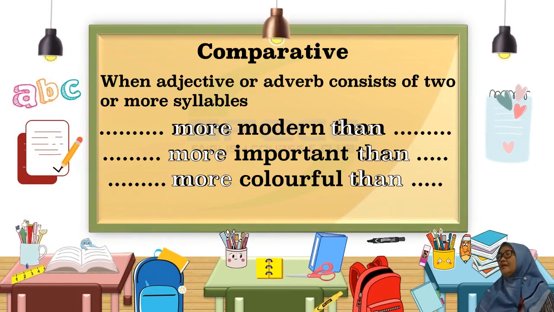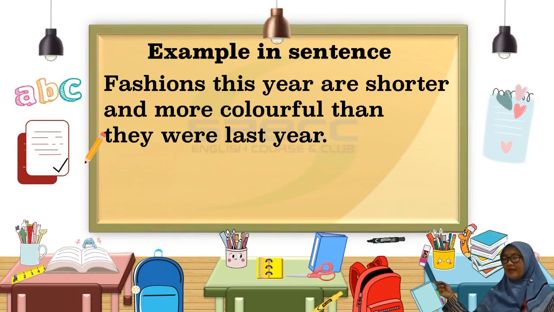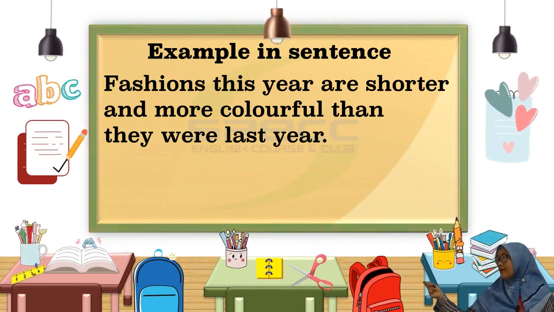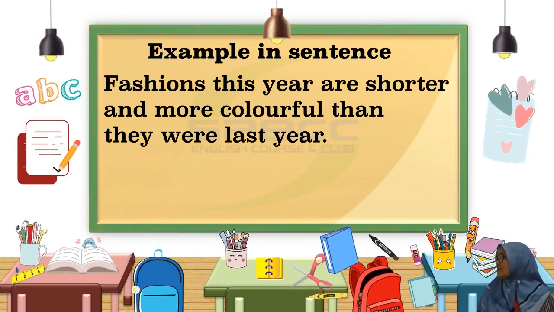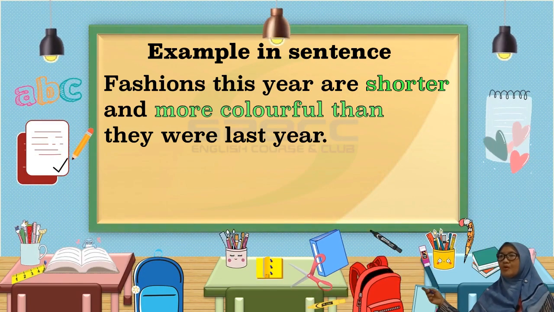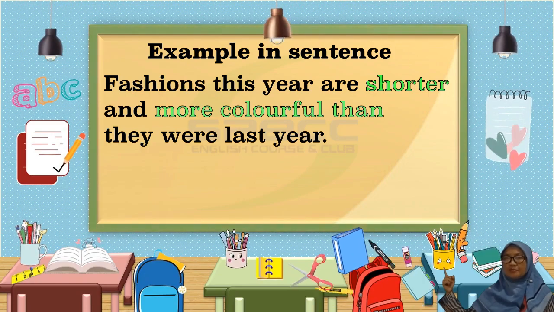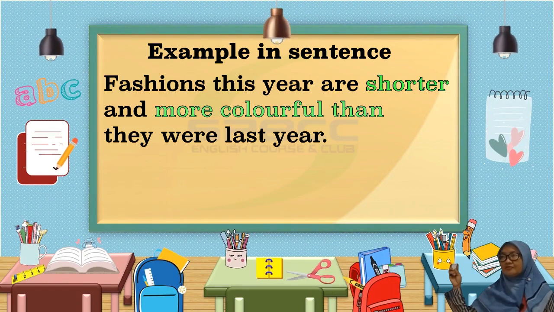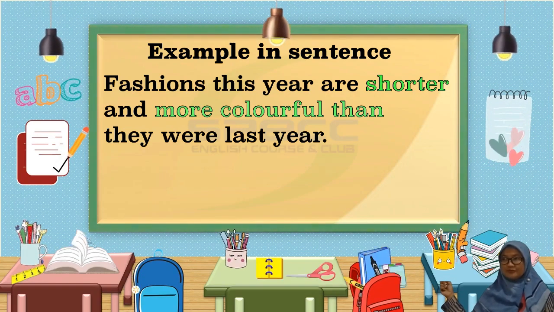Okay, now let's see the example in a sentence. Fashions this year are shorter and more colorful than they were last year. So there are comparative forms there, shorter and then more colorful. The word short consists of one syllable, so the comparative form is shorter. And colorful consists of three syllables, so we have more colorful.